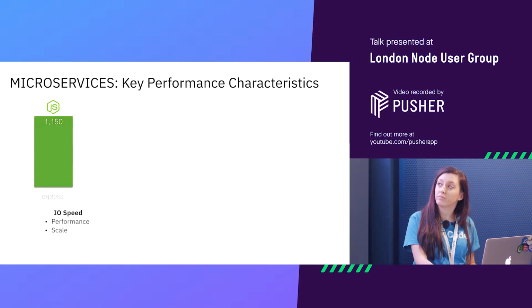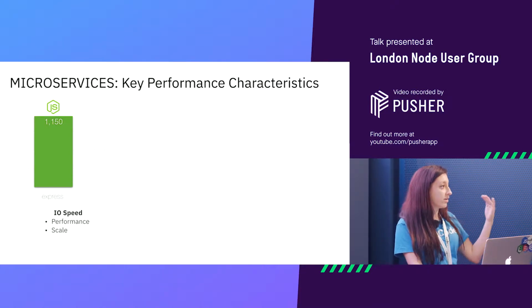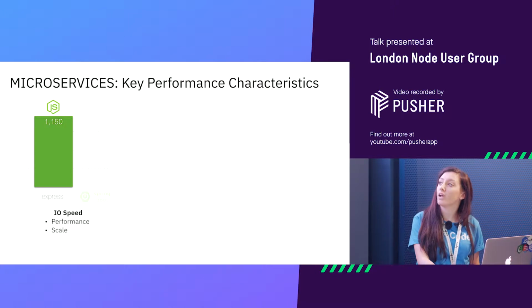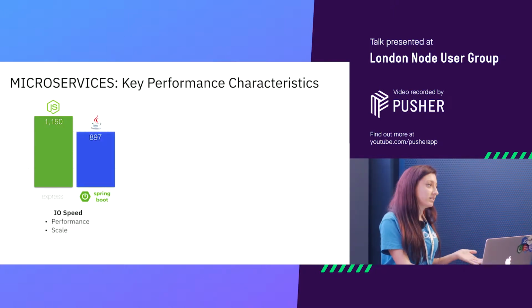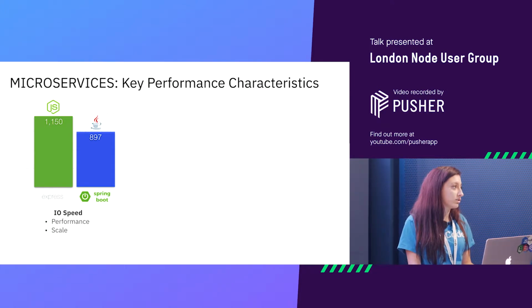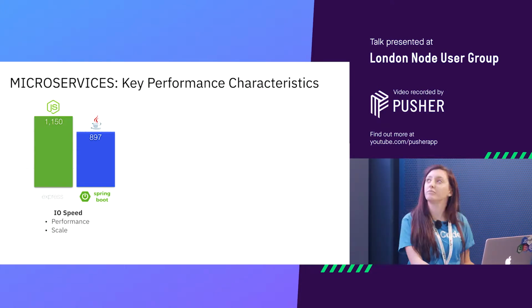So in JavaScript, this is an Express app. We get 1,150. The higher the number, the better normally with I/O speed. And then we're comparing this to a Spring Boot app, which only gets 897. So immediately, Node's a good choice because you're getting faster I/O speed.